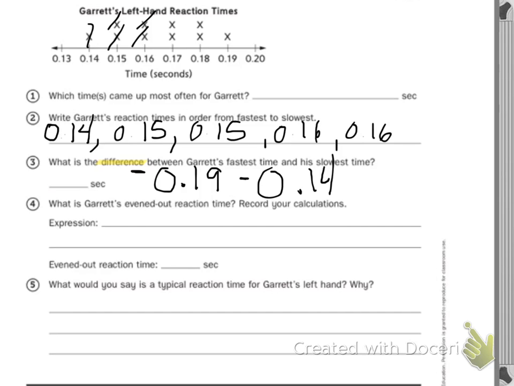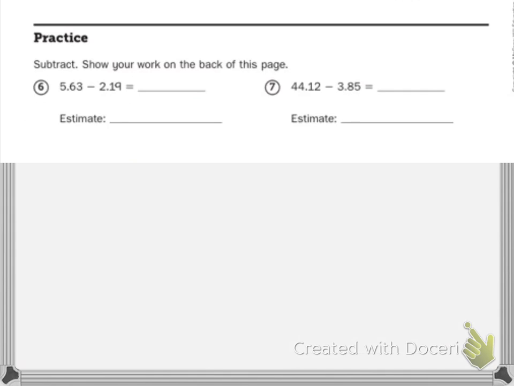What is Garrett's evened out reaction time? Record your calculations. So to do that, you need to add all of them up and then divide by the total, which is 10. And then what would you say is a typical reaction time for Garrett's left hand and why? And explain your answer. Your practice is to subtract, show your work on the back of this page.